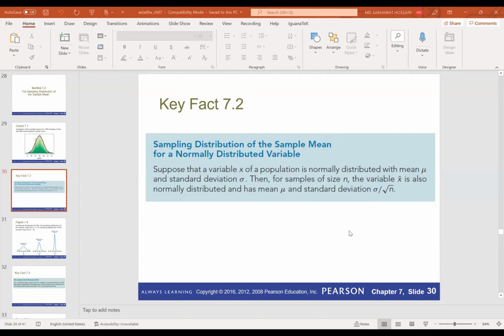Next week we will have one more homework, and in that homework I will assign problems from section 7.3, and maybe I will also assign some problems from section 8.1 and 8.2.